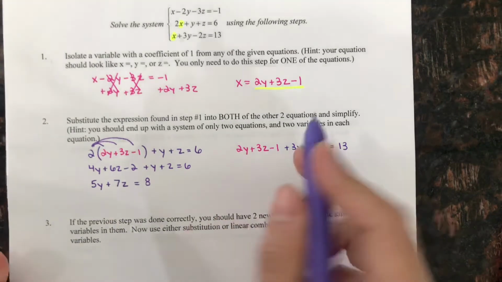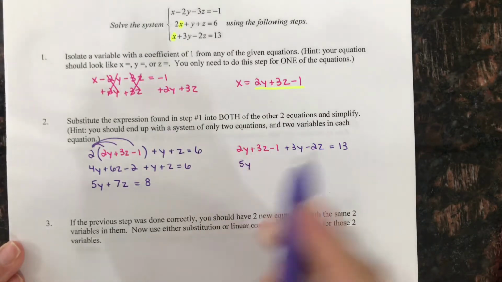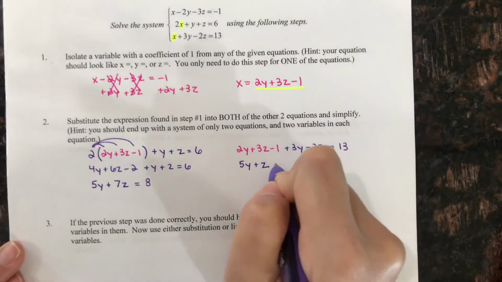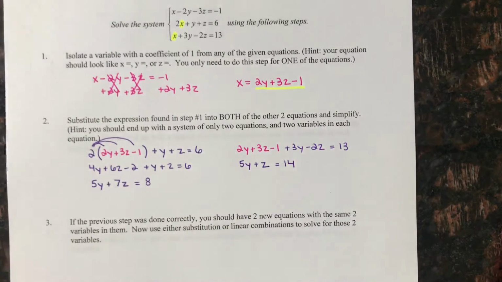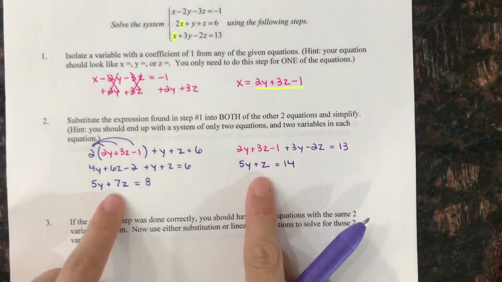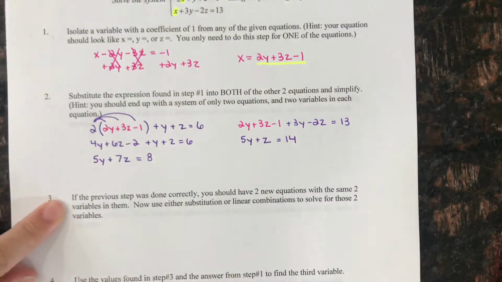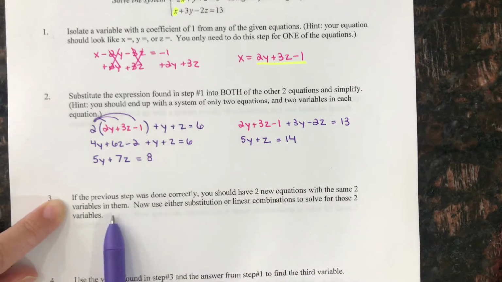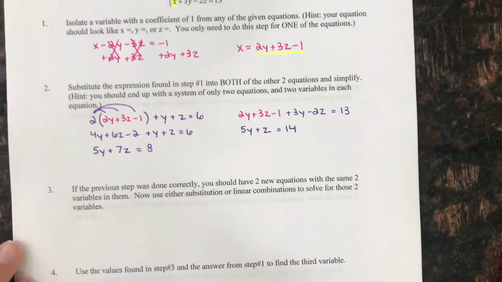We're going to do the same thing here. So combine the y's, we get 5y. Combine the z's, plus z. Move the 1 over, we get 14. Okay, so now you'll notice that we have 2 equations that have the same variables, and that's actually what it says here. If the previous step was done correctly, you should have 2 new equations with the same 2 variables in them. Now we can use elimination or substitution, just like how we did in the previous section.